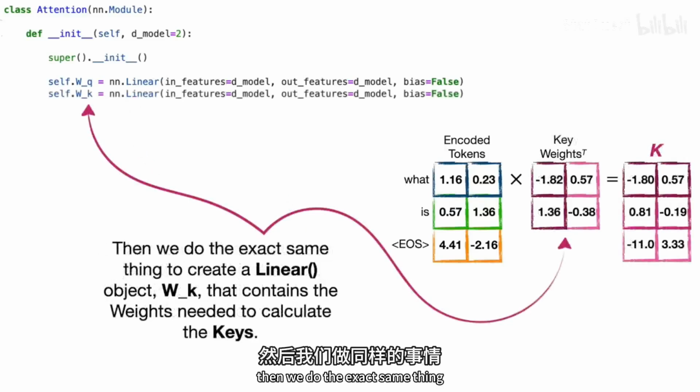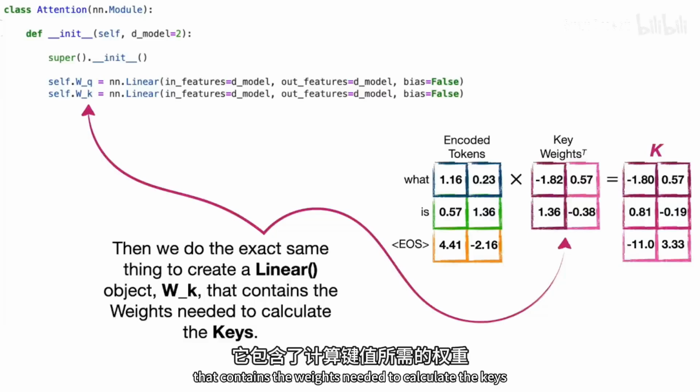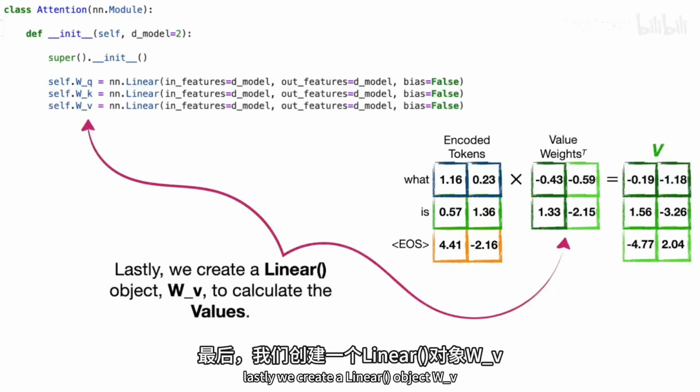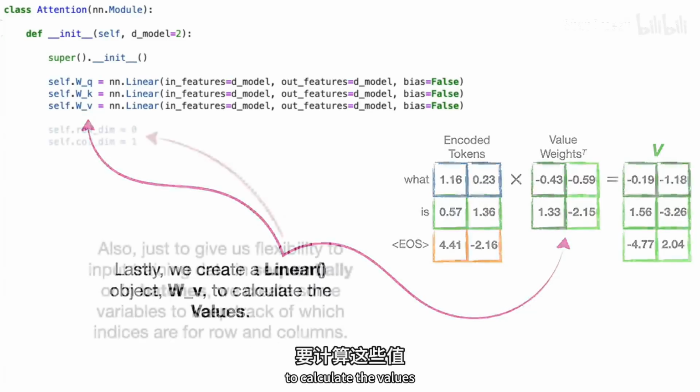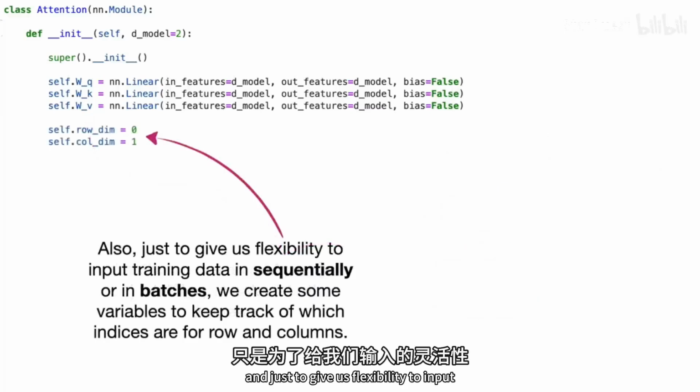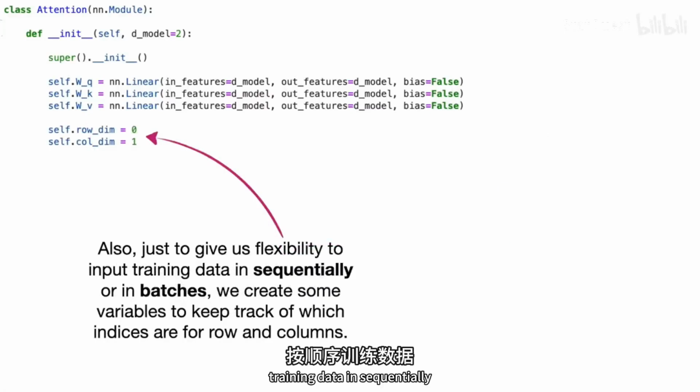Then we do the exact same thing to create a linear object, WK, that contains the weights needed to calculate the keys. Lastly, we create a linear object, WV, to calculate the values. And just to give us flexibility to input training data sequentially or in batches, we create some variables to keep track of which indices are for rows and columns.